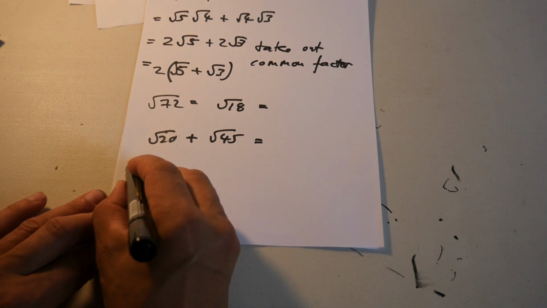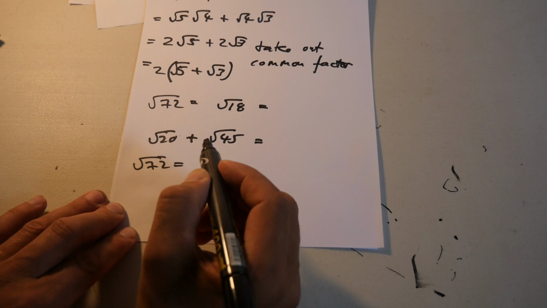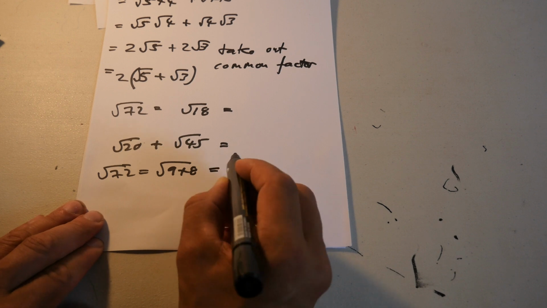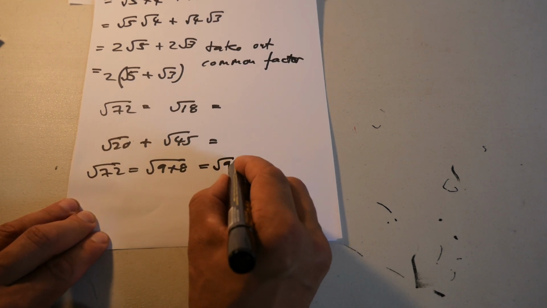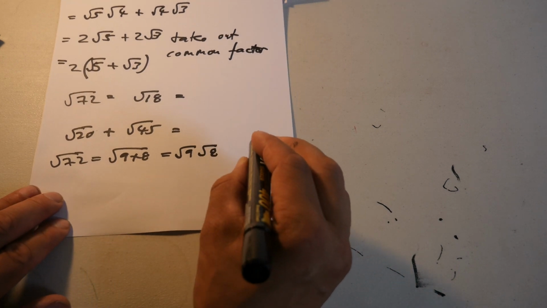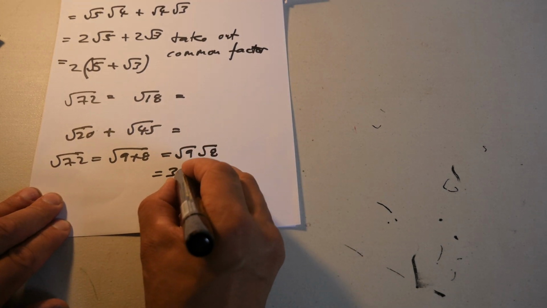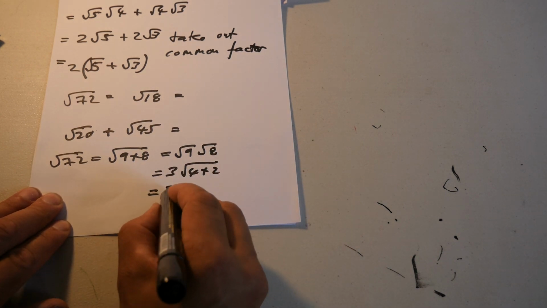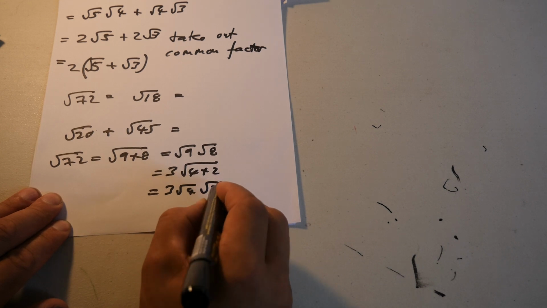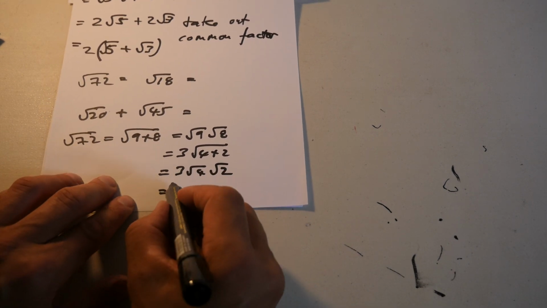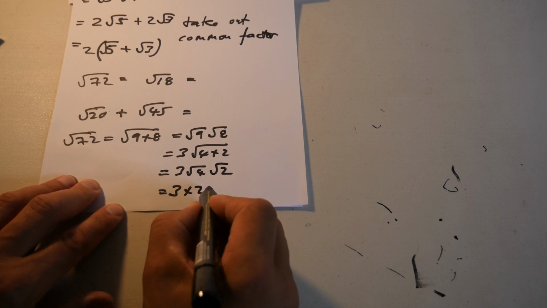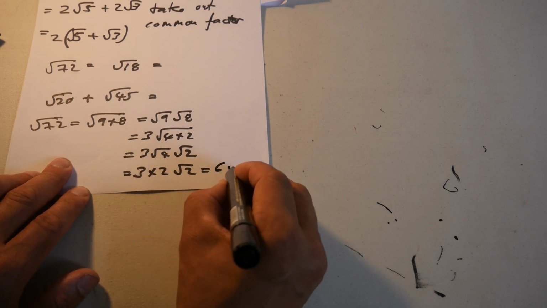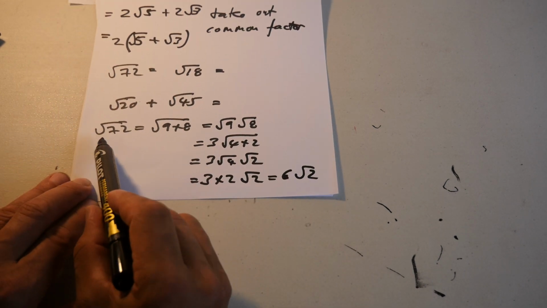So you have the square root of 72 equals the square root of 9 times 8, which is 72. Square root of 9 times the square root of 8, which equals 3 times the square root of 4 times 2, which equals 3 times the square root of 4 times the square root of 2. The square root of 4 is 2, so 2 times 3 is 6 root 2. So the square root of 72 is 6 root 2.